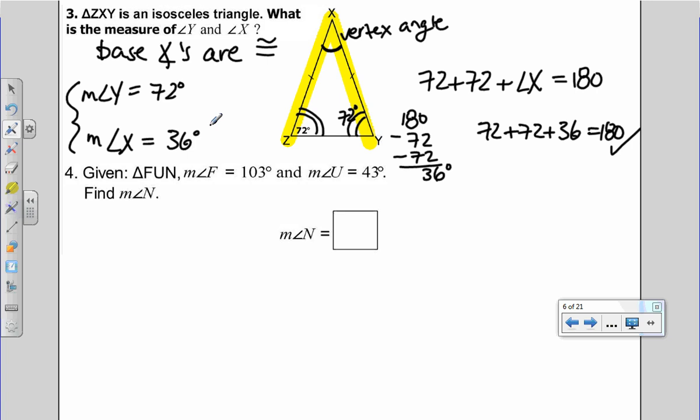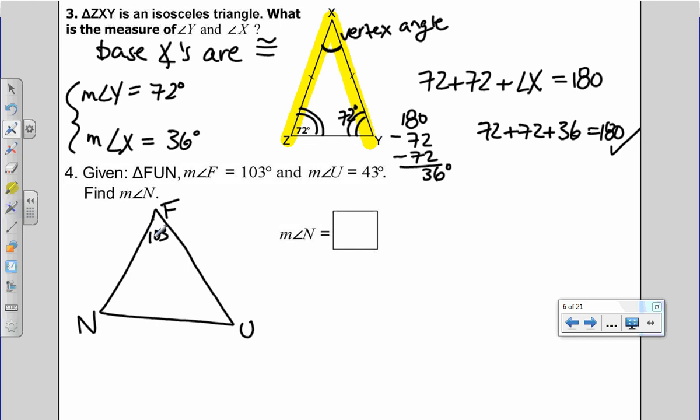Problem number 4, they don't give you a picture. When they don't give you a picture, it's a good idea to draw one. So draw a quick sketch of a triangle. We don't know what it looks like, so it doesn't have to be great. But I know that one of my corners is F, one of my corners is U, and one of my corners is N. The other word for corner that they may use is vertex, and the plural of vertex is vertices. The measure of angle F is 103 degrees.